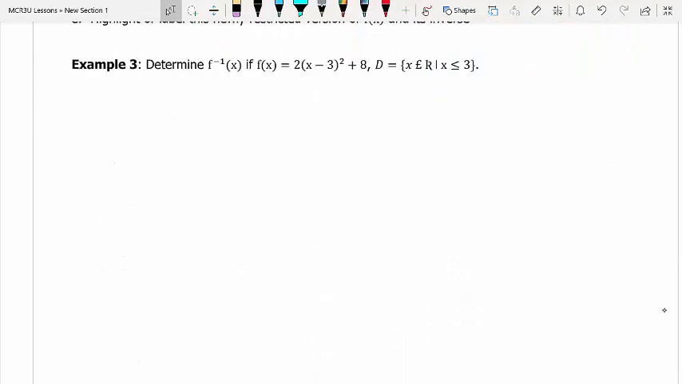Example 3, determine the inverse of the function given there. Okay, and obviously we have to state this restriction to show that the inverse can be a function. So I'm going to take f(x), replace f(x) with y, and then switch x and y. I'm going to isolate for y.